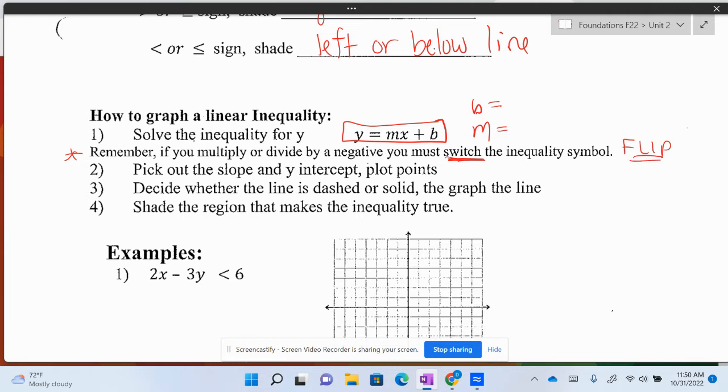Okay. If you multiply or divide by a negative, you have to flip the inequality symbol. You should always identify your slope and your y-intercept. Remember, your y-intercept is where you begin, and then you go from that point and you count your slope up and to the right or down and to the right. And then we're going to shade the region that makes the inequality true. All right. So are we ready to start this one?